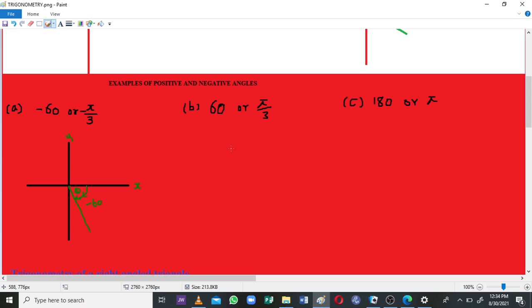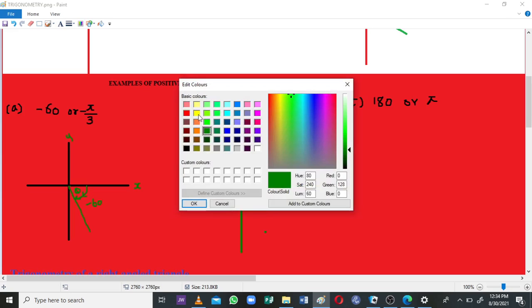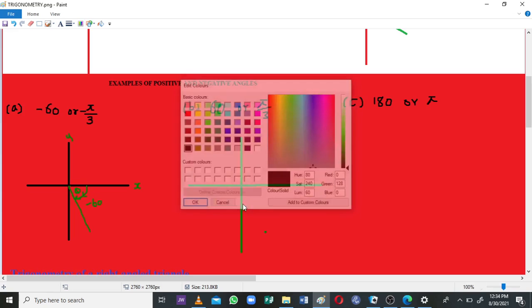We can now draw the angle that is positive 60. From the definition, since the angle is positive, it is going to be measured from the positive x-axis in an anti-clockwise direction. We can draw that. So we have the x-y plane for angles. Now let me change the color. We can use black. Black is going to make you see clearly.